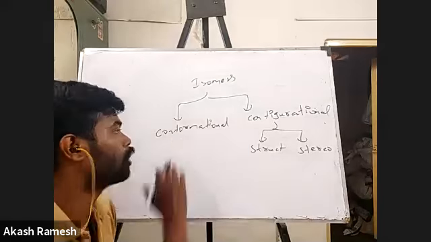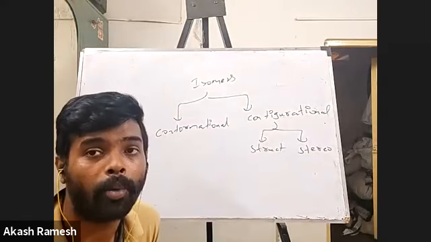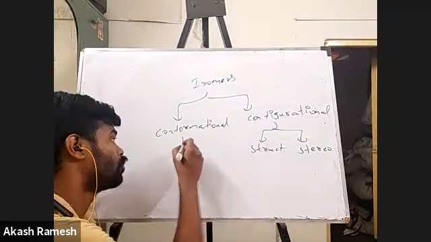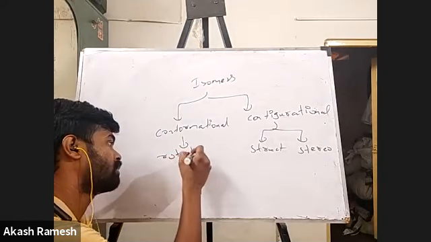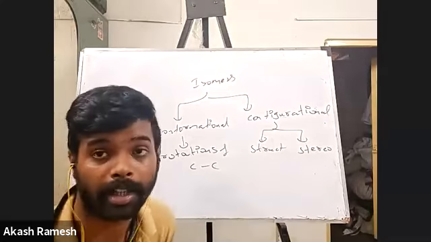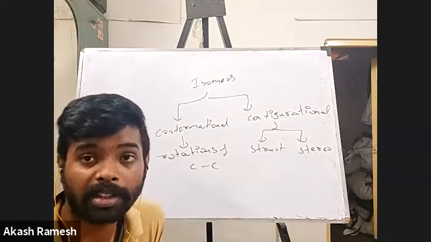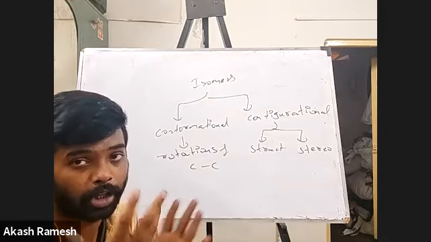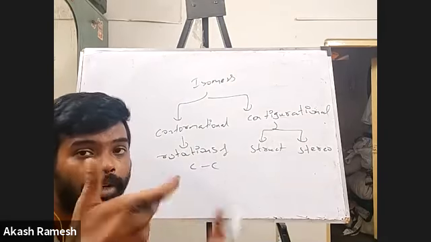So when I go for conformational, where do they arise from? They arise due to rotations of the C-C single bond. I told you that a double bond cannot rotate, but a single bond can rotate.